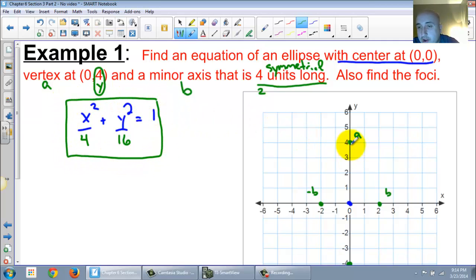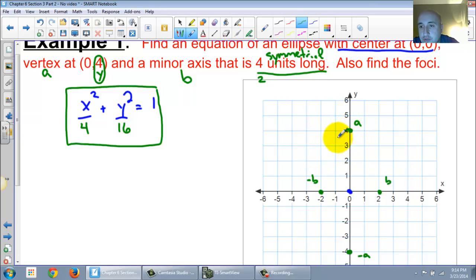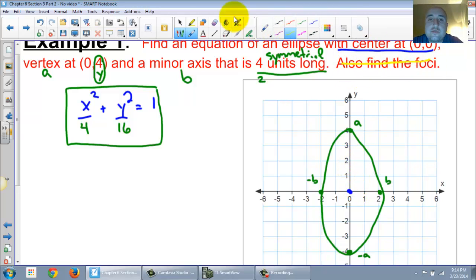Right now we already have enough information to graph our ellipse. Remember, they're not diamonds. Let's make it a little bigger. There's our ellipse. Now, what else does it ask for? It wants us to find the focus, or the foci. So we need our C points.